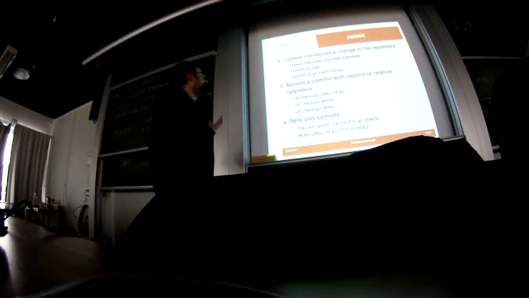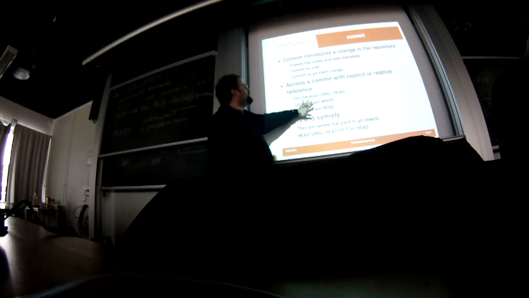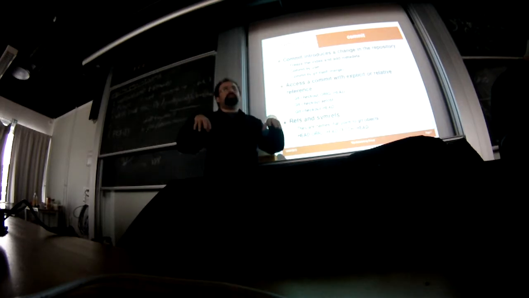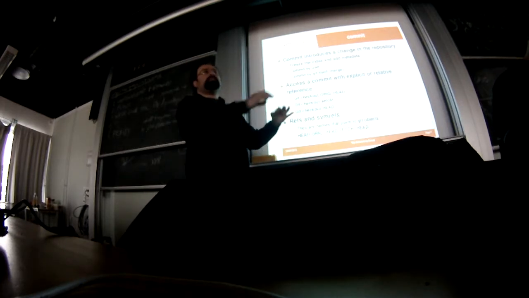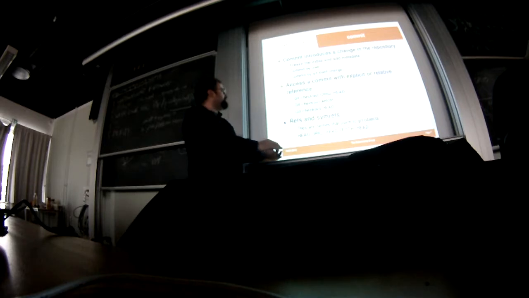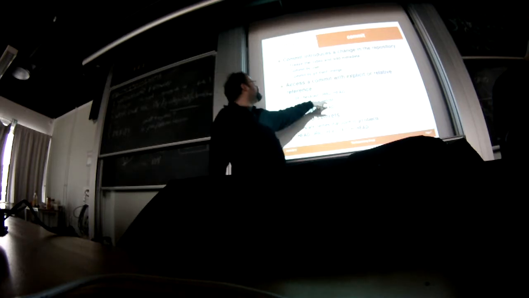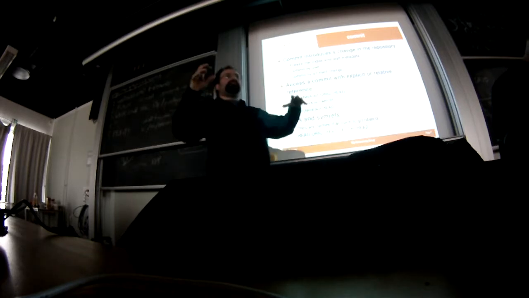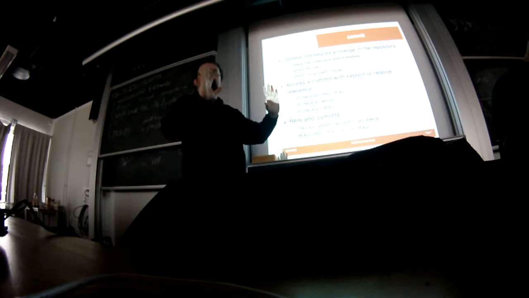So here's some example. Checkout is a command that means just load in my working directory this specific commit that I'm requesting. So I can do git checkout and this specific commit, and I will have in my working directory the files as they were when I froze that commit.